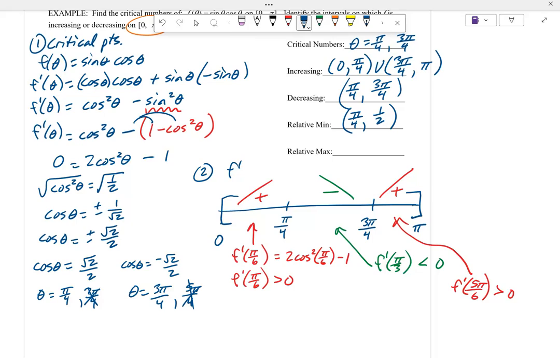And then the relative min would be at that 3 pi fourths. Right? I decrease and then I increase. So I plug that into my original function and I get negative 1/2 on that.